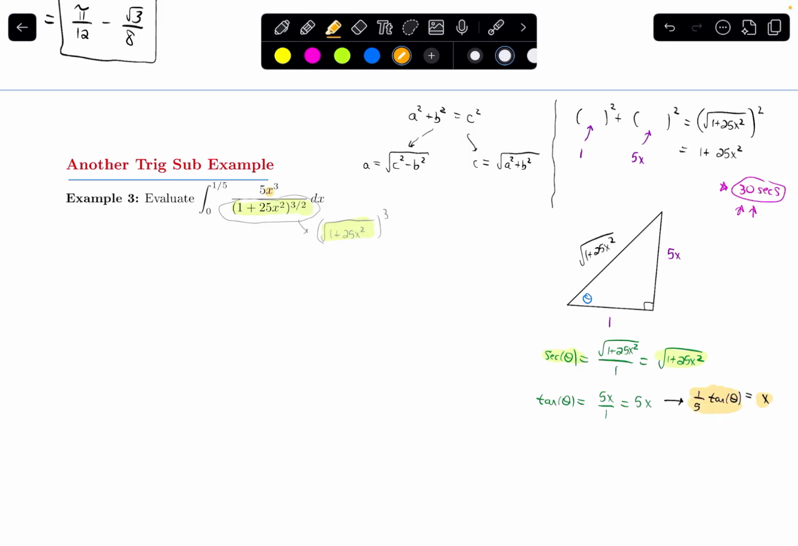The other thing that we'll need to plug in for is this dx. And to get dx, we pick one of these substitutions and we do the derivative of it, typically whichever one looks simpler to do the derivative of. And it looks simpler to do the derivative of x than to do the derivative of this square root term. Okay, so let's do that derivative. So let's take the derivative of this.